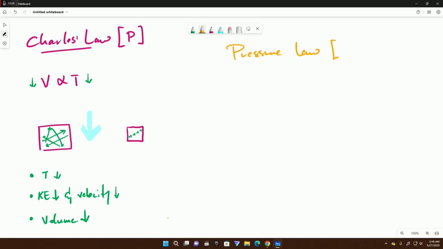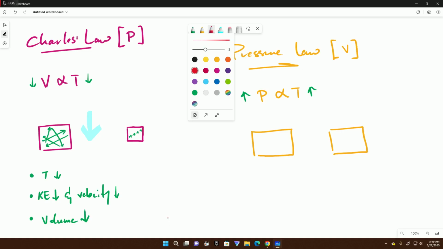Horrible, aren't I? So the pressure law states that for a fixed mass of gas at constant volume, pressure is directly proportional to temperature. And let's raise temperature this time. The volume is constant, meaning the size of the container does not change. What changes is temperature.